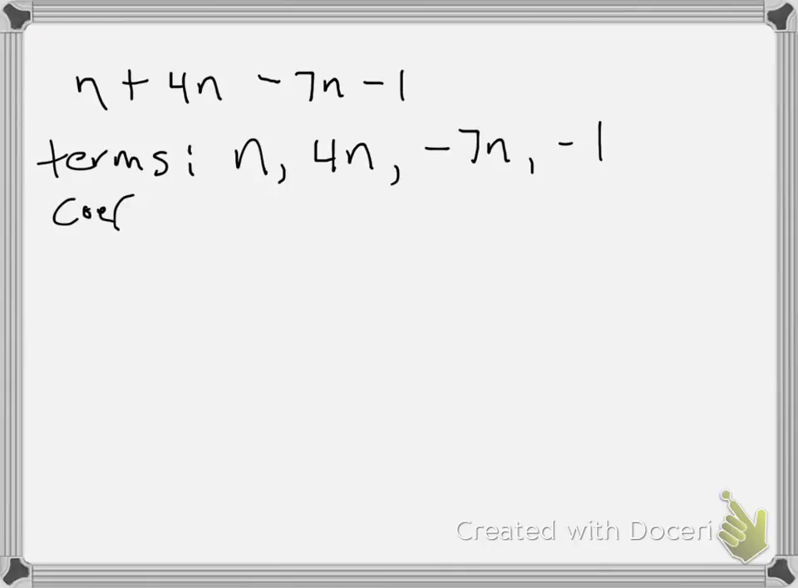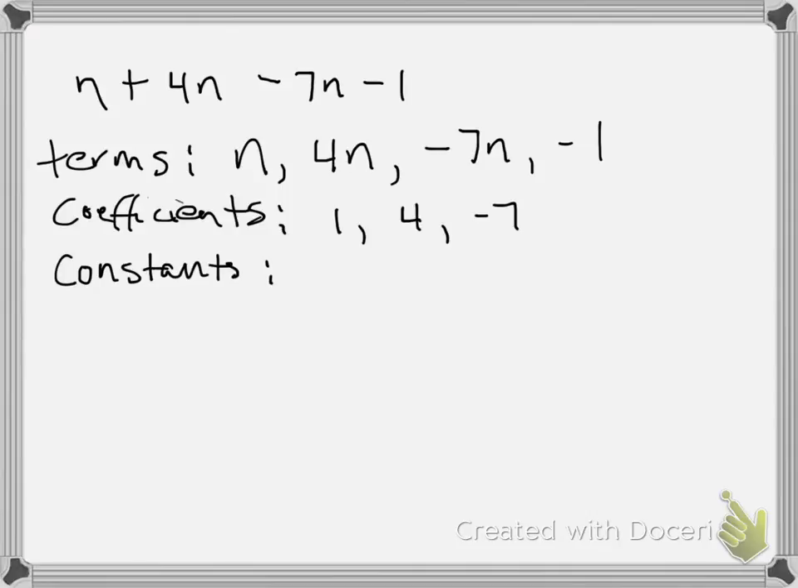Now in terms of coefficients, let's see, we have a 1 that would be in front of that first n, the 4 in front of the next one, a negative 7 in front of the third n term, and for constants, looks like we have just the number negative 1 as our constant.